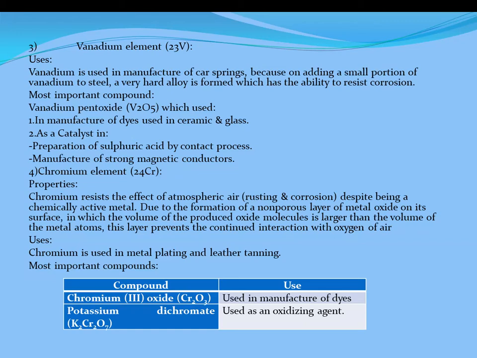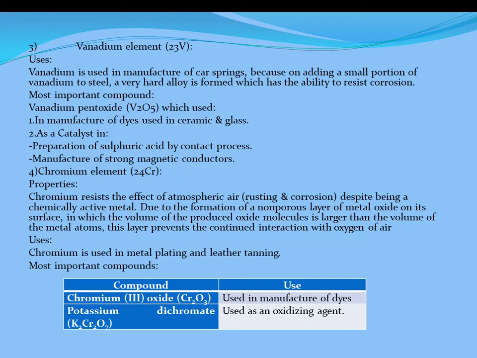What about chromium? Chromium resists the effect of atmospheric air, rusting and corrosion, despite being a chemically active element, due to the formation of a non-porous metal oxide on its surface, in which the volume produced of oxide molecules is larger than the volume of metal atoms. This layer prevents the continuity of the interaction between oxygen and chromium.